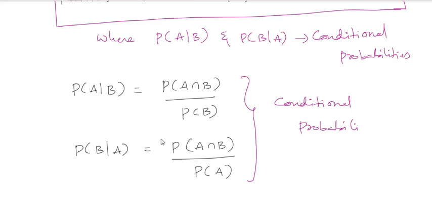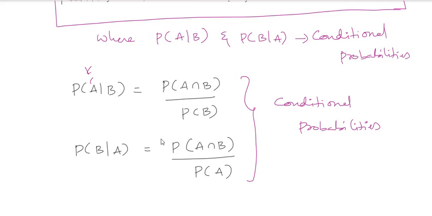So what is the use of these conditional probabilities? Why do you want to use it? Check it out here. The reason I'm using this conditional probability is that I'm representing the unknown events in terms of the known events. Clear with my point?